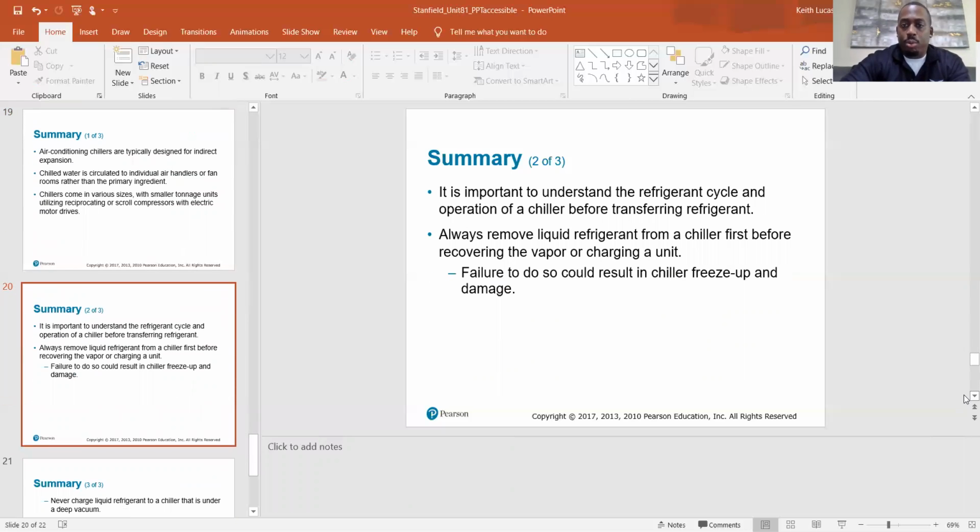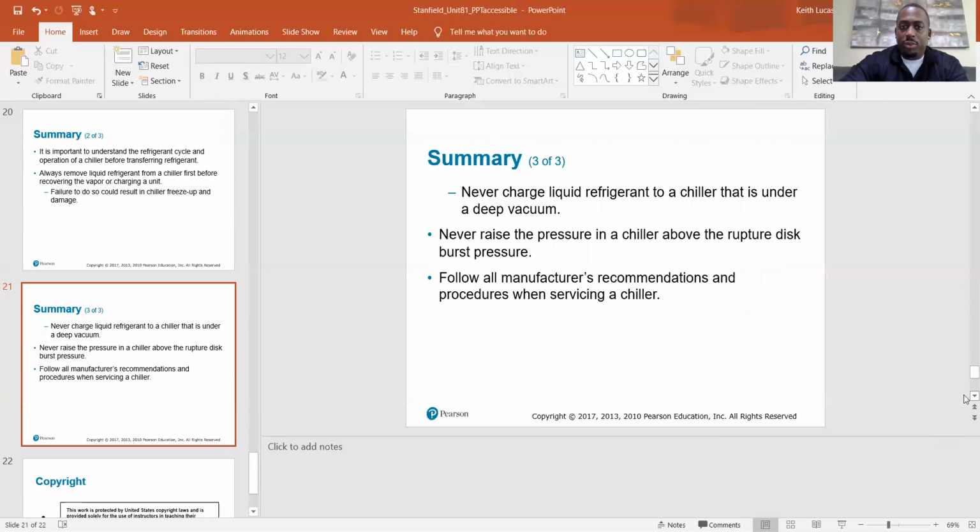It is important to understand the refrigeration cycle and operation of a chiller before transferring refrigerant. Always remove liquid refrigerant from a chiller first before recovering the vapor or charging a unit. Failure to do so could result in chiller freeze up and damage. Never charge liquid refrigerant to a chiller that is under a deep vacuum. Never raise the pressure in a chiller above the rupture disc burst pressure, and follow all manufacturer recommendations and procedures when servicing a chiller.